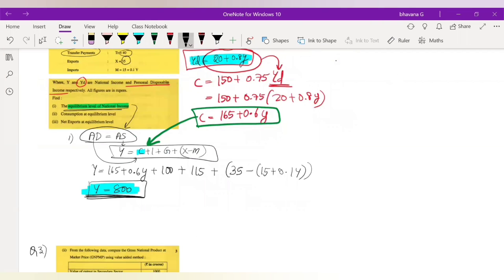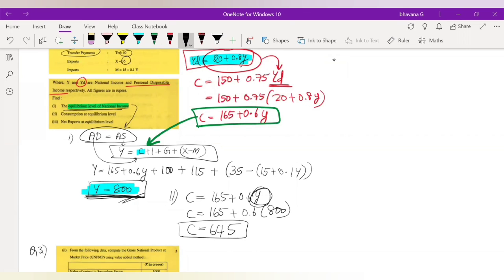Okay. So now we are going to move on to the second one. They have told us to find out consumption at equilibrium level. So what was our consumption function? Our consumption function was 165 plus 0.65y. At equilibrium level, your y is 800, so you just have to substitute that. If you do this, you will get your consumption at equilibrium level as C equal to 645.